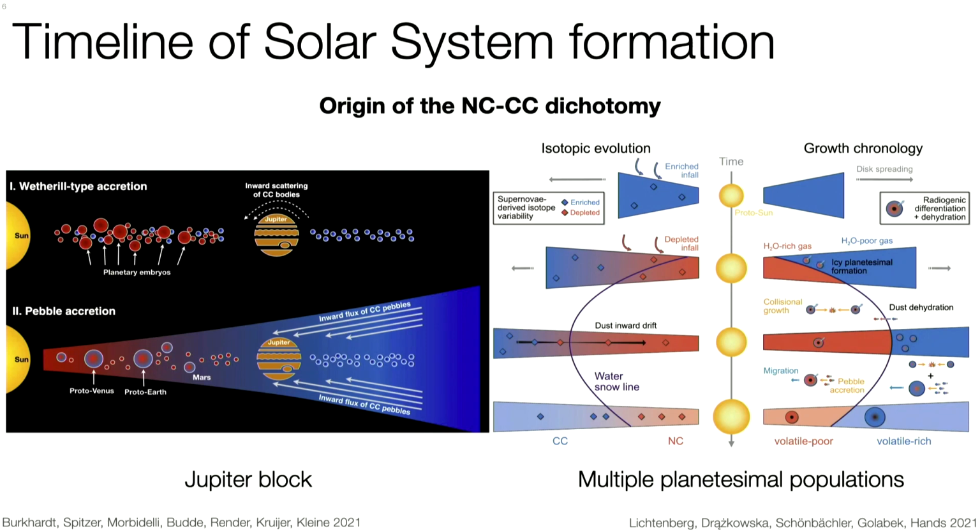The figure on the right shows another hypothesis. According to this hypothesis, the movement of the snow line created two distinctive populations, and that could explain the NC-CC dichotomy. Again, the origin of the NC-CC dichotomy is a very important and key question to be addressed.